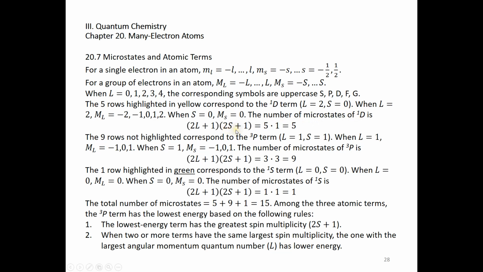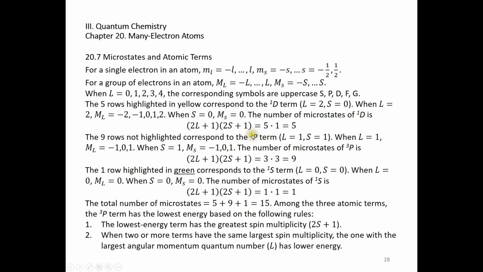Alright, again, this superscript 1 is 2S plus 1. It's the so-called spin multiplicity. Alright, this is the spin multiplicity, and then the symbol that corresponds to L equals 2. We have also 9 rows not highlighted in any color. They correspond to the 3P term. When you see this P, that means L equals 1.